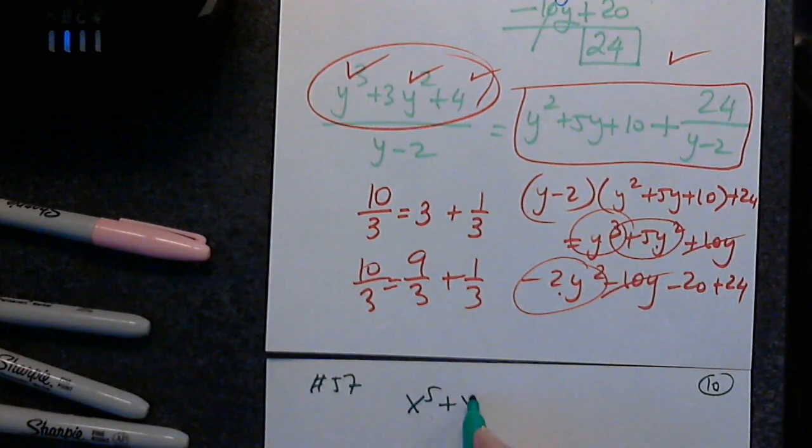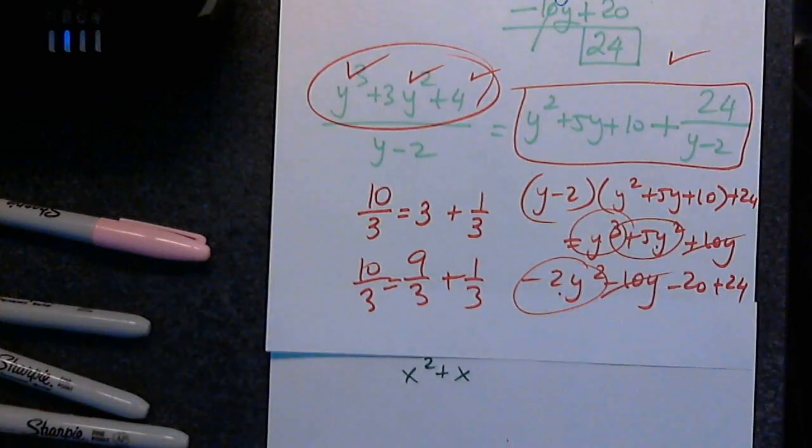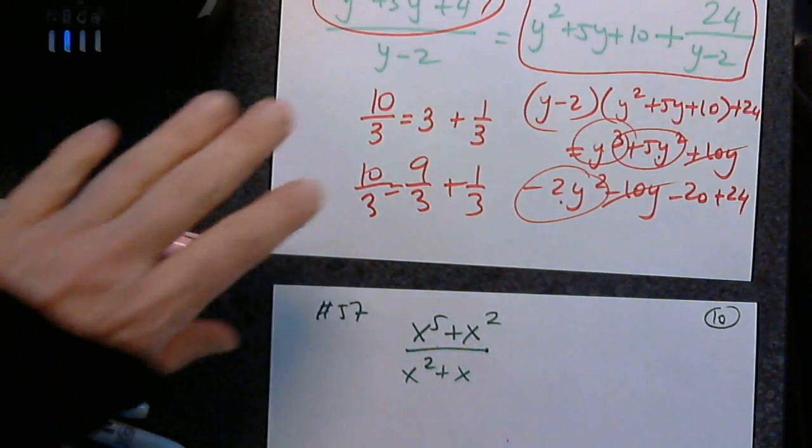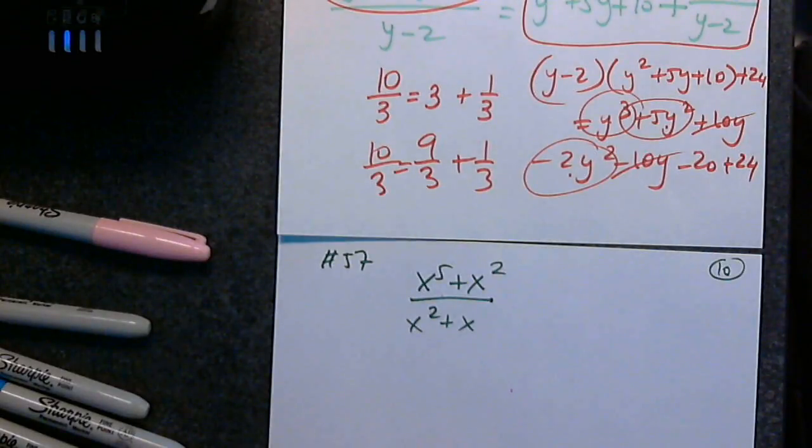X to the 5th plus x squared over x squared plus x. This is not an easy situation. I have to warn you from the beginning. Okay, I use a long division, correct? Good. Are both in descending order? Yes. Good. I don't care about the degree of the bottom, but what is the degree of the top? 5. Top is 5.